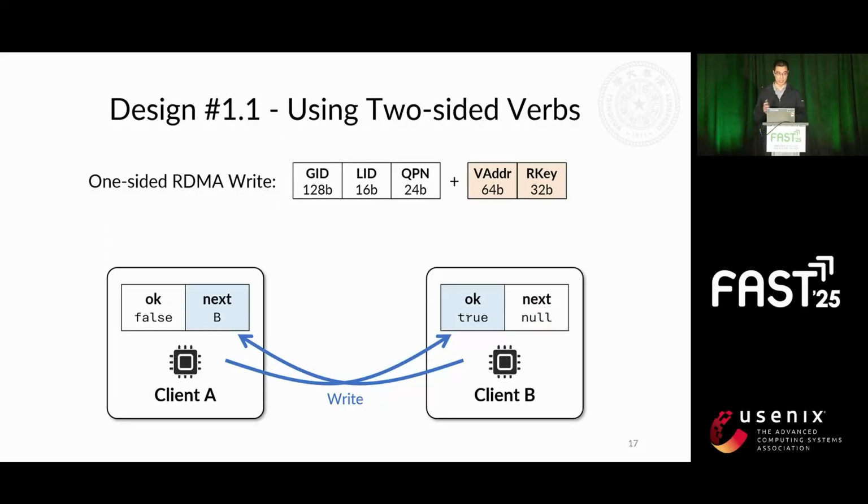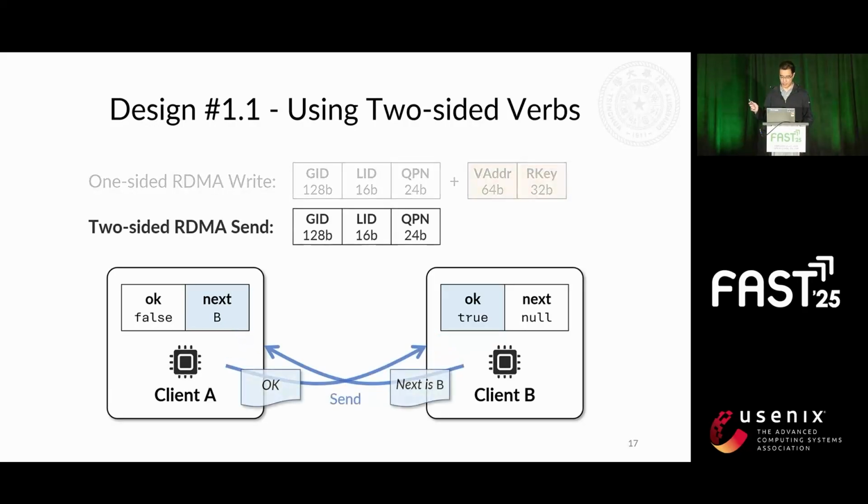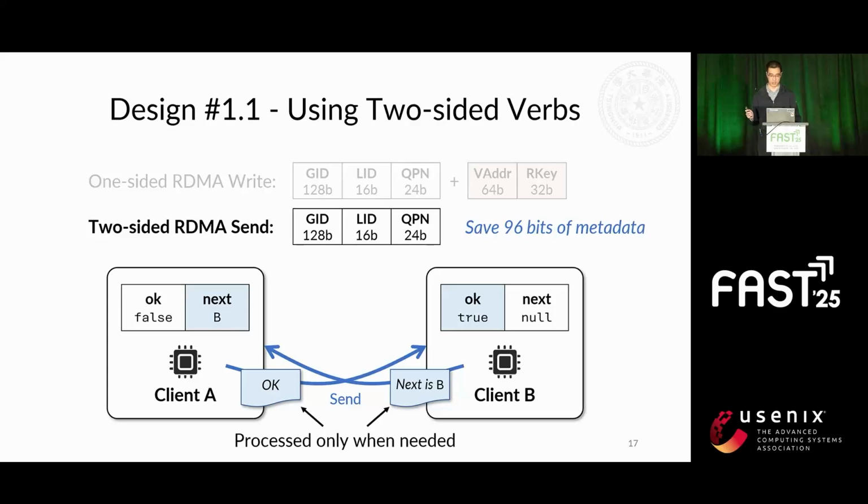MCS lock wants clients to write to each other's memory, but to perform a write over RDMA, we need a large amount of metadata, which must be embedded in the lock entry as a part of a remote pointer to a client. To save space, we point out that since the ultimate goal of client-to-client communication is to send a message that will eventually be processed by remote CPU, we can use two-sided send verbs instead of the one-sided writes to perform such communication. Sends have similar performance with writes as long as the opponent is ready to receive.